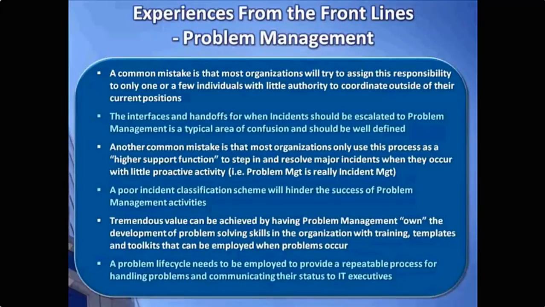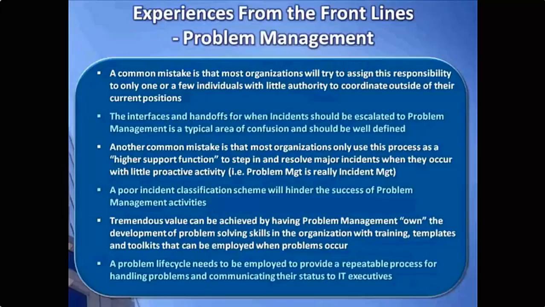Now let's take a look at problem management. Again, problem management is really trying to reduce the number of incidents by getting to their root cause and taking actions to remove the errors from the infrastructure. Problem management is really the key towards reducing both incidents and the time it takes to resolve them. This is a very powerful process that really gets a lot of short shrift when you think about it.